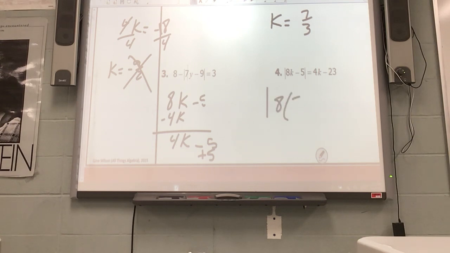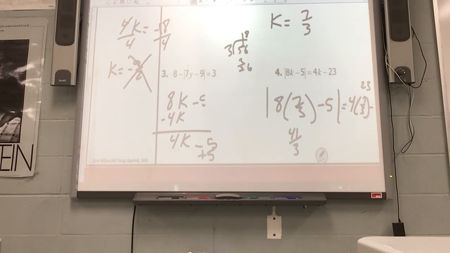Absolute value of 8 times 7/3, and the -5 stays in the bars. It's equal to 4 times 7/3, and again, I didn't say room, minus 23. So that is 56/3, which is 18 2/3. Minus 5 would be 13 2/3. Austin, did you get 13.6 repeating? I did mine like that, and I got 41/3. That's good. Let me write it the way you wrote it. 41/3.